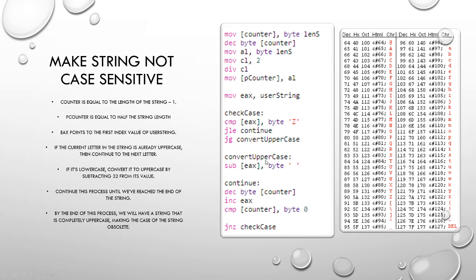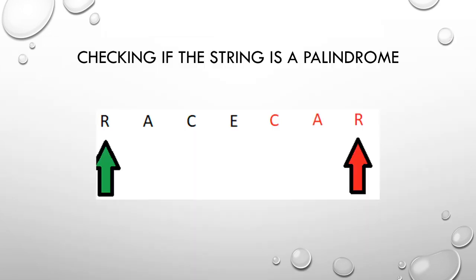So what we're going to do is convert it to uppercase by subtracting 32, which is represented by a space value, from the letter. So, for example, if we have a lowercase a, we're going to convert it by doing 97 minus 32, which is going to give us the value of 65, which represents the character A. And we're going to do this for the entire string, and by the end we will have a completely uppercase string, which will make sure that no matter what cases each letter is put in, it doesn't matter because it'll all compare the values the same.